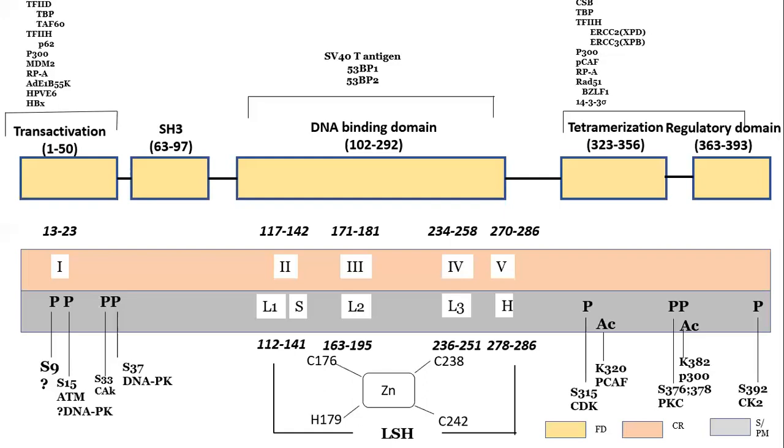So if a mutation is induced in the regulatory domain or at the C-terminal domain, it cannot recognize the broken DNA, and cells with damaged DNA can also go on to divide, and faulty repairs may occur, and that can cause chromosomal instability.